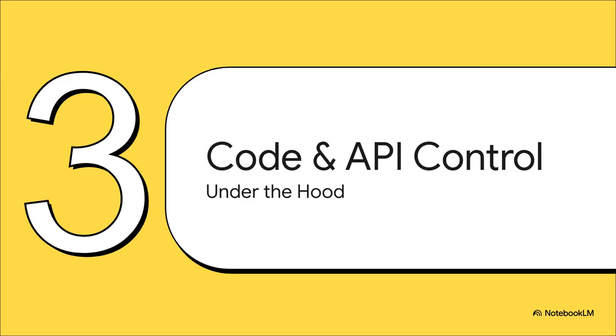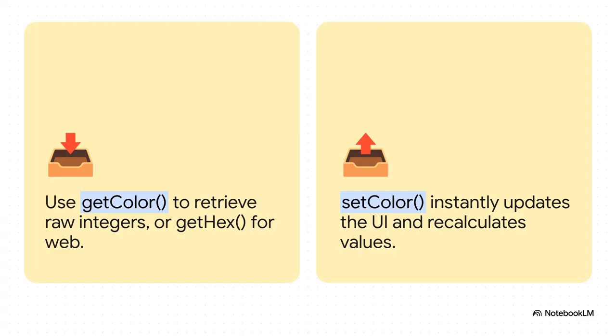Okay, let's get into the engine room, part three, controlling colors with code. For us developers, it's all about intuitive control. The core API makes retrieving or assigning colors remarkably straightforward. Honestly, it acts as your ultimate Swiss Army knife for color management. Need the raw integer value? Just call getColor. Want to update the UI instantly? Call setColor. And the component automatically recalculates the values, redraws the hue disk, and updates the saturation value square for you. No heavy lifting required.